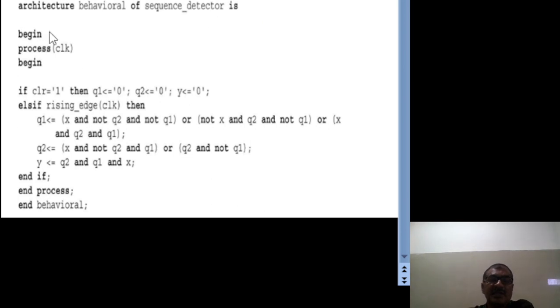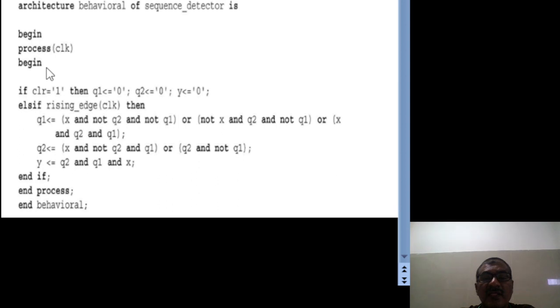Then architecture begin. After that, here the model is a behavioral model, hence the preferable statement is process. Process of clock signal, that is, the process statement execution depends on the event occurring in the clock. When an event occurs in the clock signal, then only the process statement will be executed, otherwise it will not execute. So process of clock, then begin.